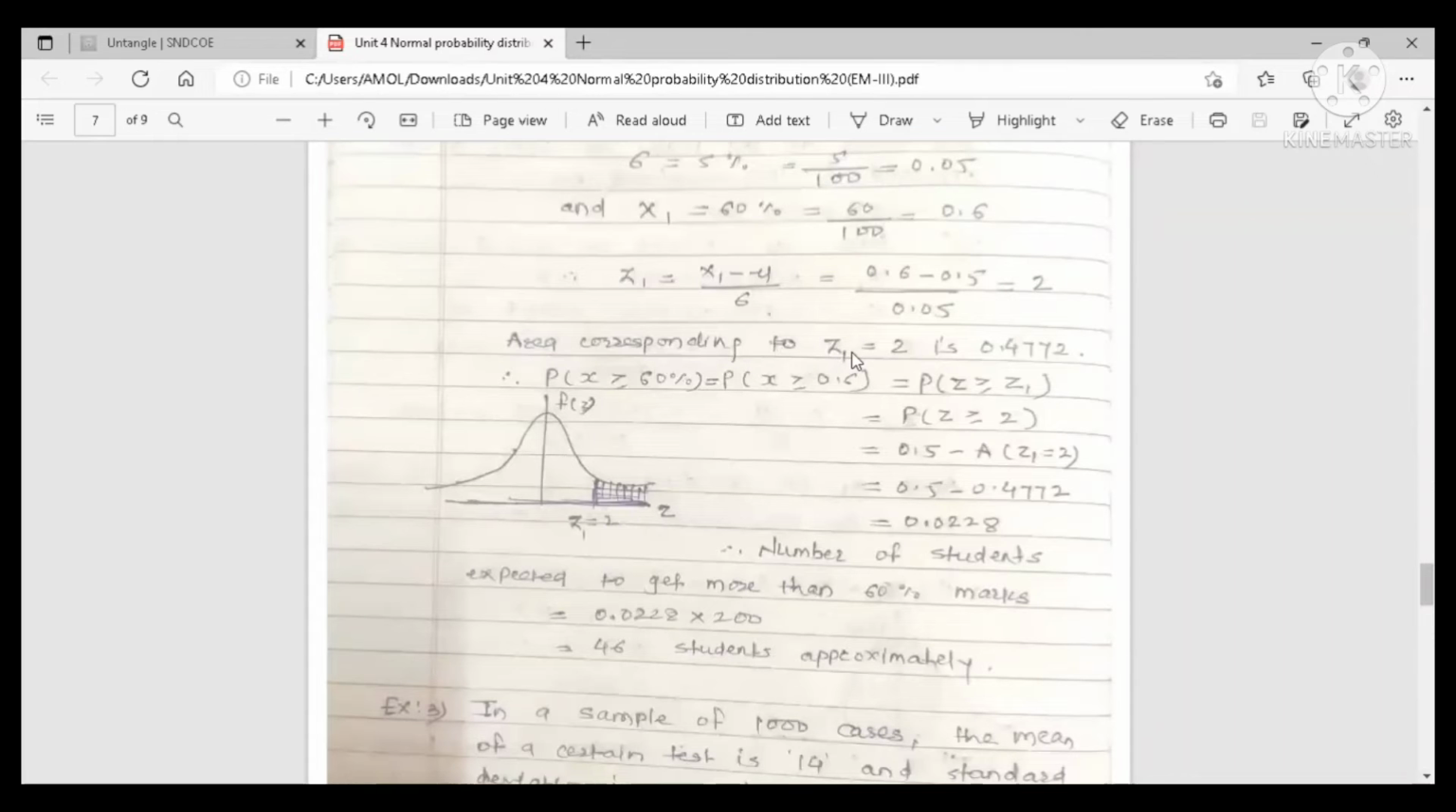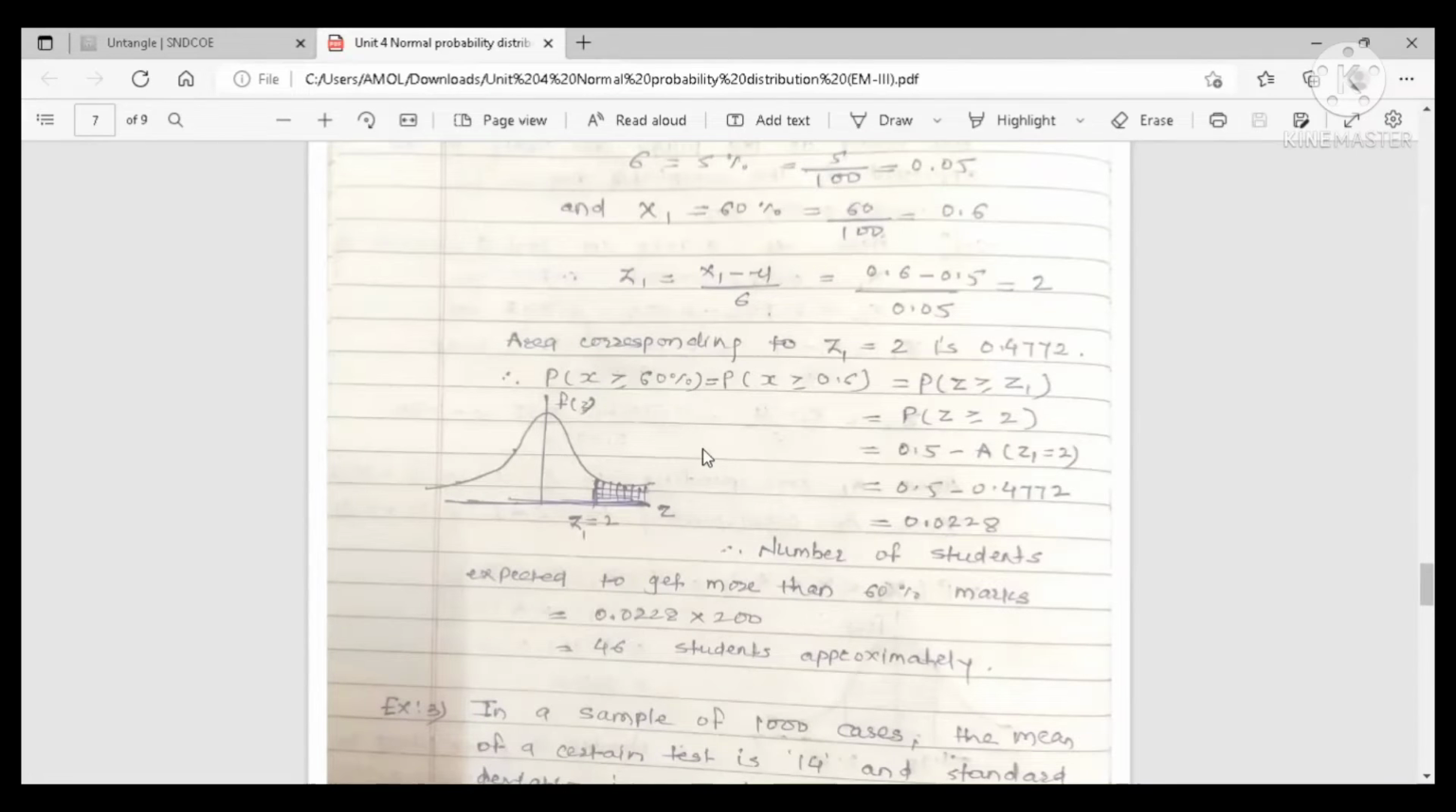The area corresponding to Z1 equal to 2 is 0.4772. So you put here the value of the area of Z1, 0.4772. You subtract it from 0.5, and so your answer is 0.0228. This is the probability when Z is greater than Z1.